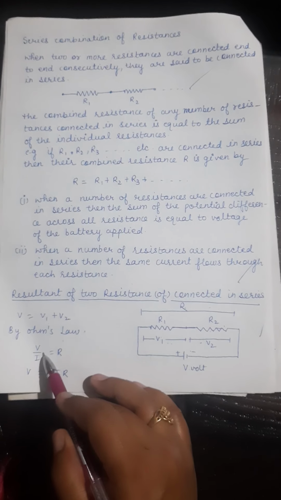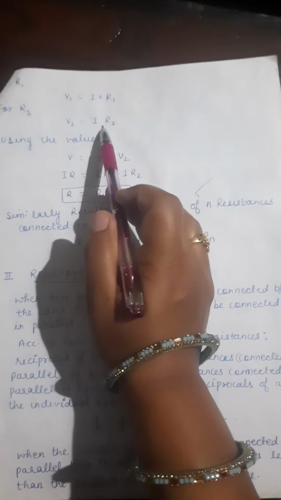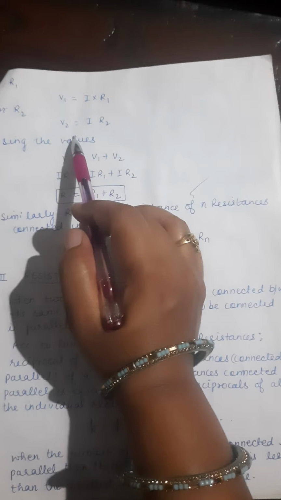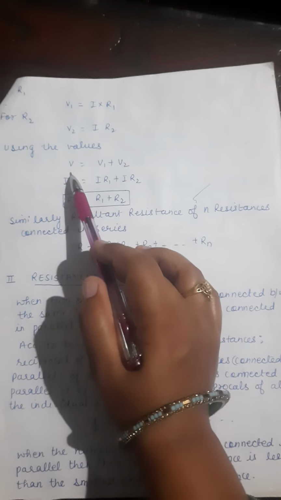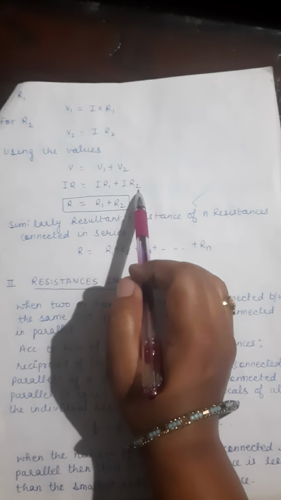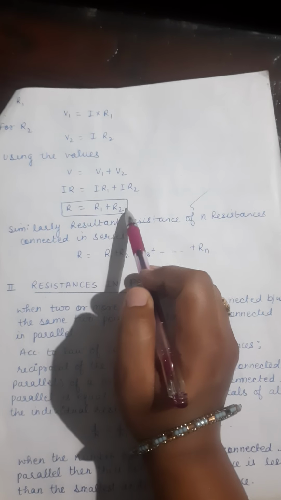By Ohm's law, you know that V by I equals R, or you can say V equals IR. So for the first one, V1 equals I R1, as the current remains the same in the circuit. V2 equals I R2. Now you can place the values of V1 and V2 in the first relation, that is V equals V1 plus V2. Now put the value of V, that is IR, V1 that is IR1, V2 that is IR2. Now taking out the common I from this relation, we have R equals R1 plus R2.